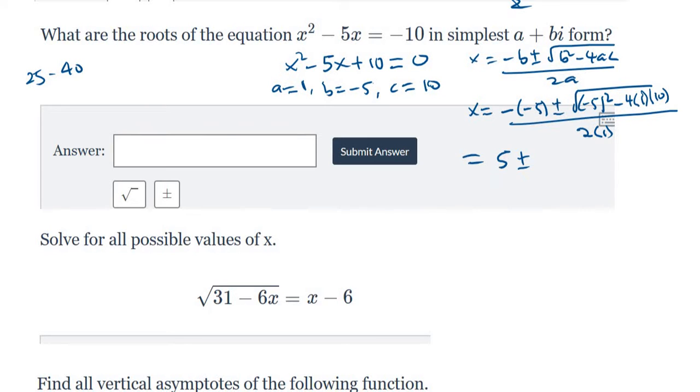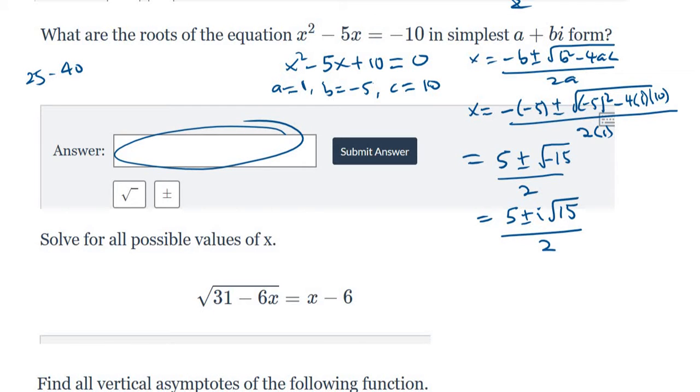If we do the subtraction, we're going to get negative 15. So it will be plus or minus the square root of negative 15, all over 2. And then because we cannot simplify the square root of negative 15, it will just be 5 plus minus i root 15 all over 2. And that's what you type into that space over there, okay?